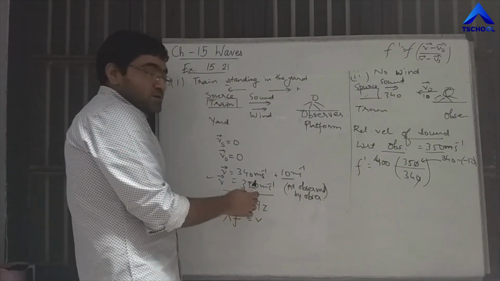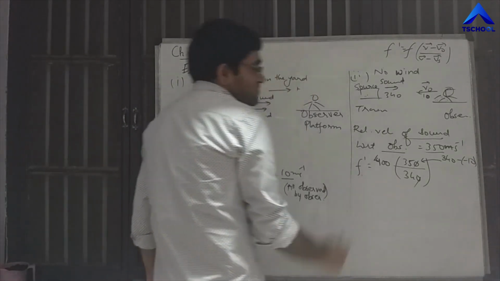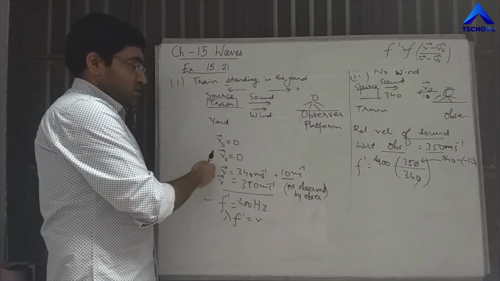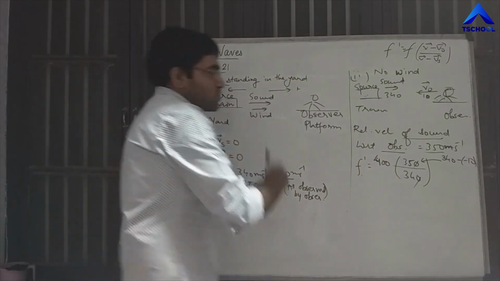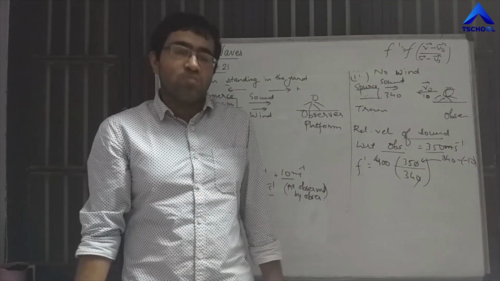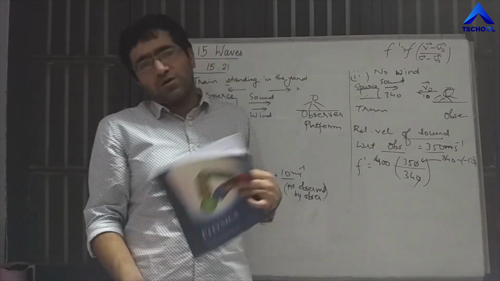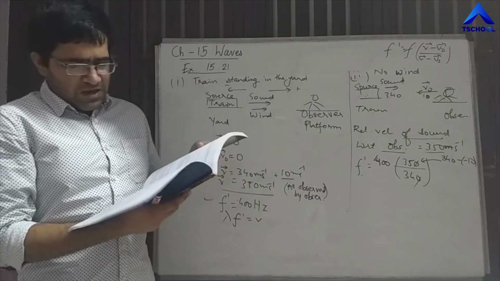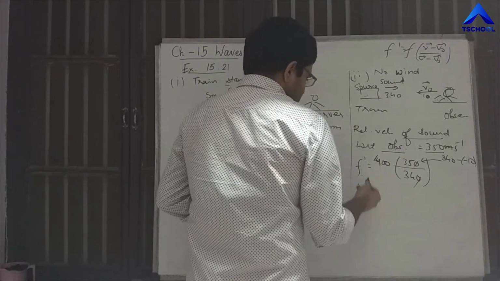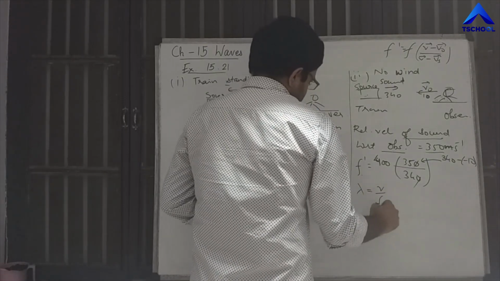So what has happened is that the velocity of sound with respect to the observer has not changed, correct? But the frequency of the sound as heard by this observer has changed, because in the first case there was wind, there was no relative motion. In the second case there was relative motion, so Doppler effect occurs. Okay, and now here also you can find out the wavelength accordingly by using lambda is V by F.